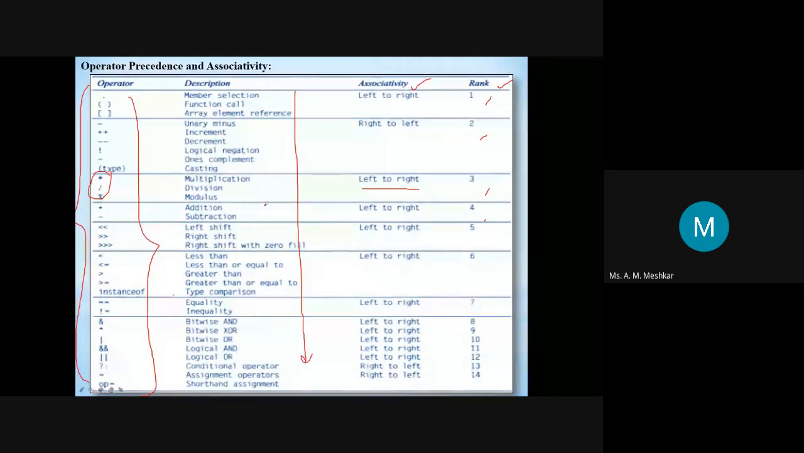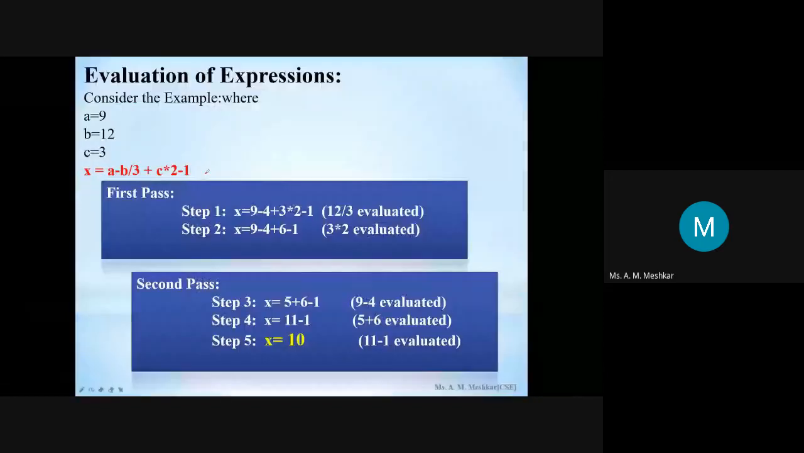So let us have a look at a simple expression. There is time, so just be there, don't leave the meet. Just a simple example. Consider this example where a equals 9, b equals 12, c equals 3, and we want to evaluate this expression. As you can see, the expression has a combination of various arithmetic operators: division, multiplication, then addition, subtraction.